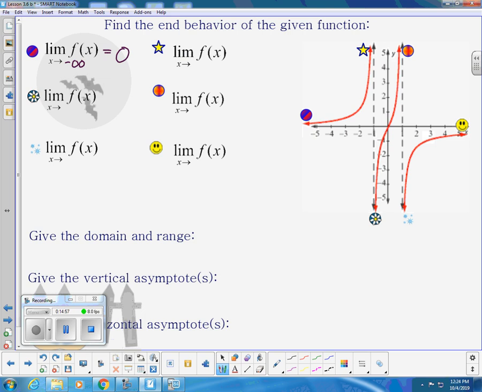Let's go to the star. The star is next to a vertical asymptote, yes? So what is x approaching at the star? The x is approaching negative 1 from which side? From the left. Where's the rocket ship on the star side there? The rocket ship's going up, infinity. Yep.